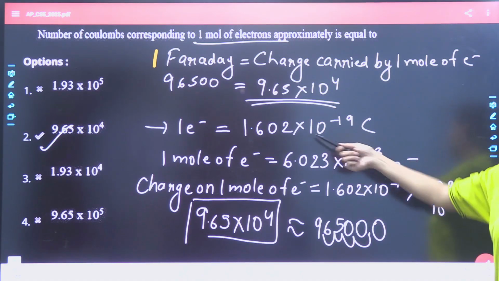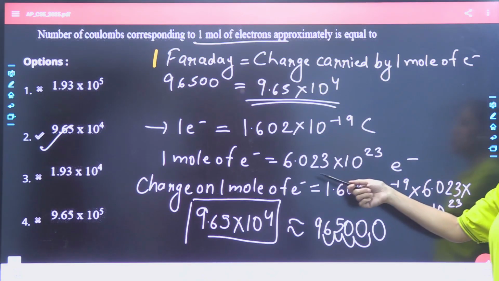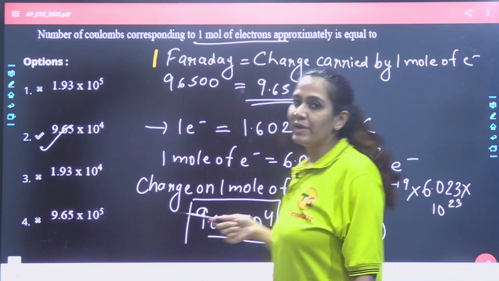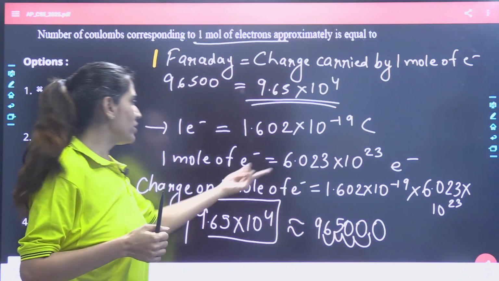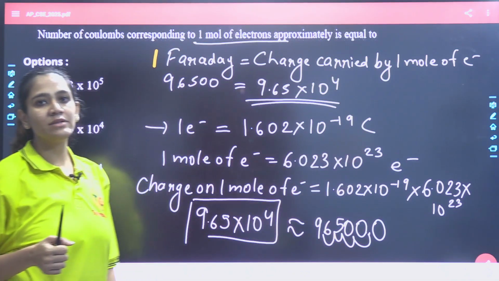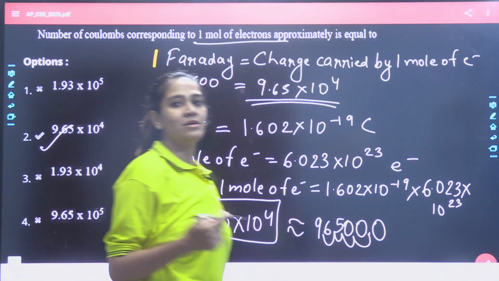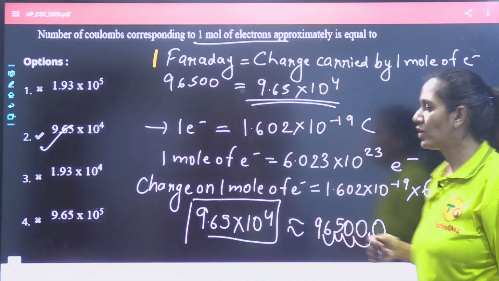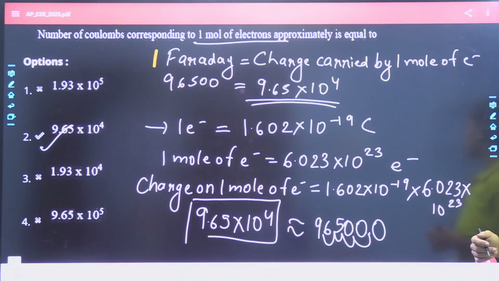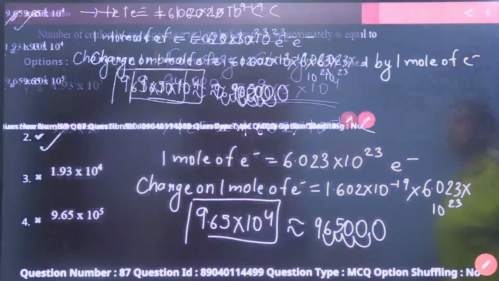Because on 1 electron we have this much charge, on 1 mole we would have the charge, and 1 mole means 6.022 into 10 raised to power 23 electrons. So we get the charge by simple multiplication. Okay, clear? And this is the definition of 1 Faraday. Okay, next question.